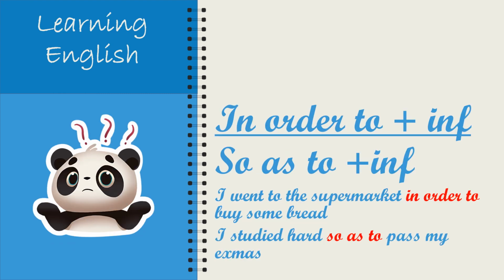We can use in order to plus infinitive, and this is very common in formal English, mainly in writing forms. We can also use so as to plus infinitive. Here we have got some examples. I went to the supermarket in order to buy some bread, or I study hard so as to pass my exams.